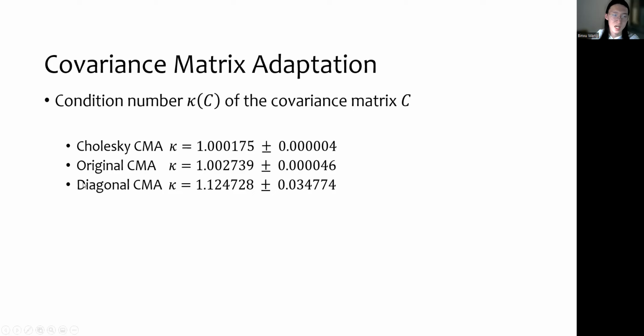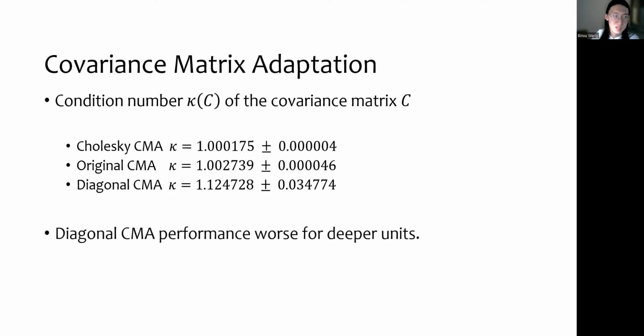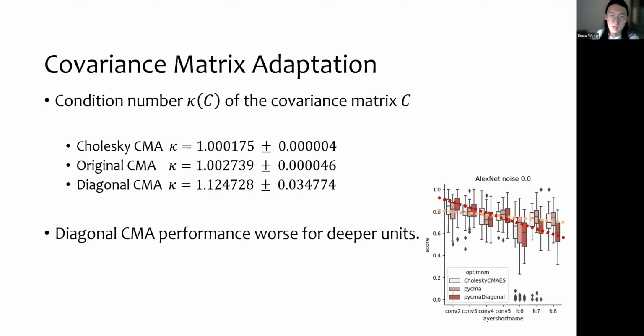And we notice that diagonal CMA has a larger condition number, which means it has slightly larger anisotropy in which direction explored. But even so, it performs worse for deeper units. Which means for such high dimensions, a more effective covariance matrix adaptation may not be better.